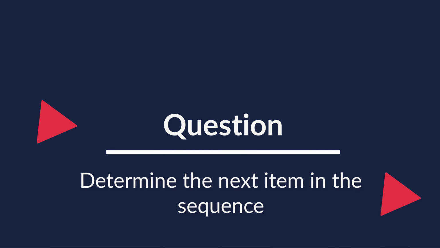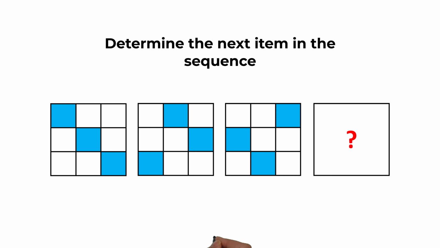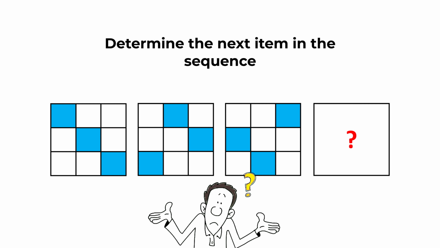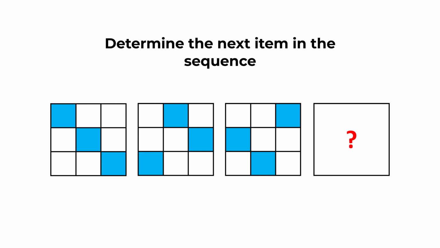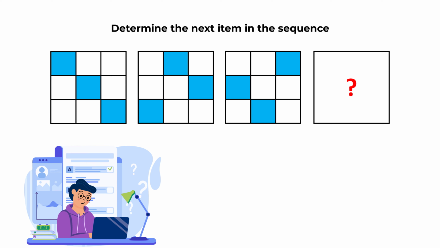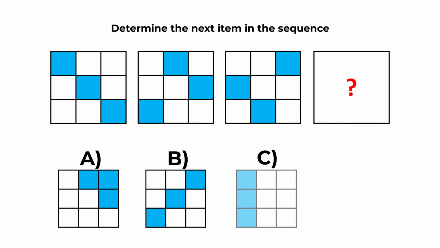Here is a very interesting problem that you might frequently get on the test. You need to determine the next item in the sequence. You're presented with the sequence of large squares. Each large square contains 9 small squares inside, and small squares are of different colors. You need to determine the next item in the sequence, and you have 4 different choices. Choices A, B, C, and D.